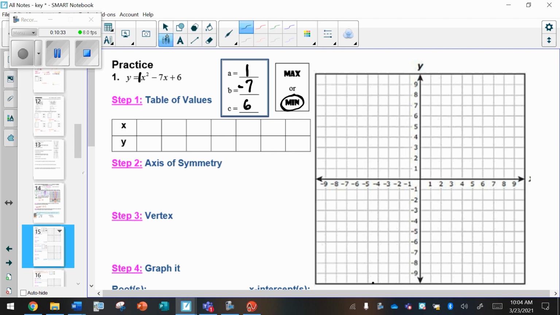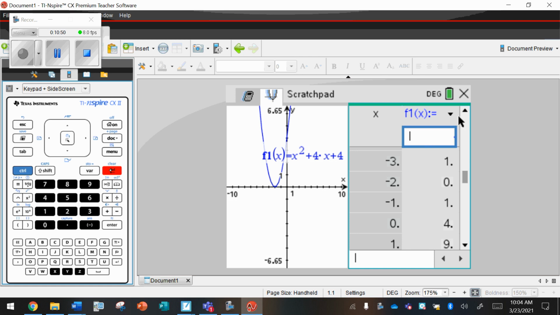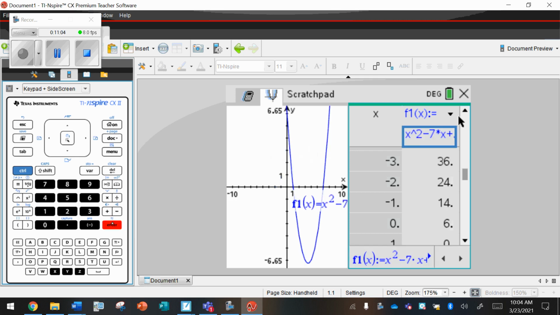Okay, so let's get a table of values. X squared minus 7x plus 6. So I'm going to go here. If I can get my cursor and double click where my equation was in the table, I can actually just delete the old equation and put the new equation in. So the new equation now is x squared minus 7x plus 6. Enter. Boom, and the table changed, just like I was hoping.